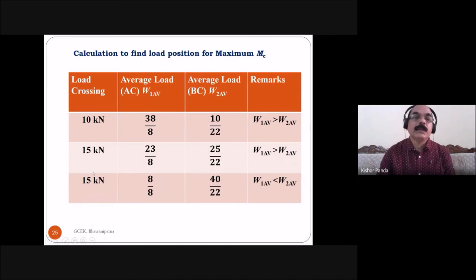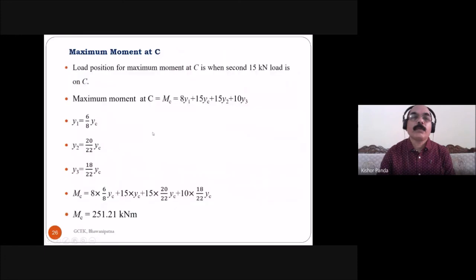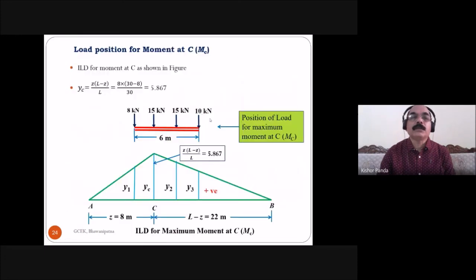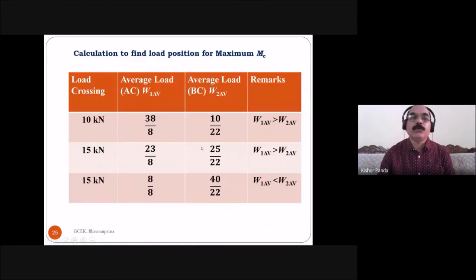Then take when the third load is crossing. The first load has already crossed the section, the second load has already crossed, and now the third load is crossing the section C. How many loads are present on the left side and how many on the right side? On the right side you take these 3 loads, and on the left side only this load. So on the left side, 8 by 8. And what is the total average load on the right side? 15 plus 15 plus 10, 30 plus 10, 40 by 22.